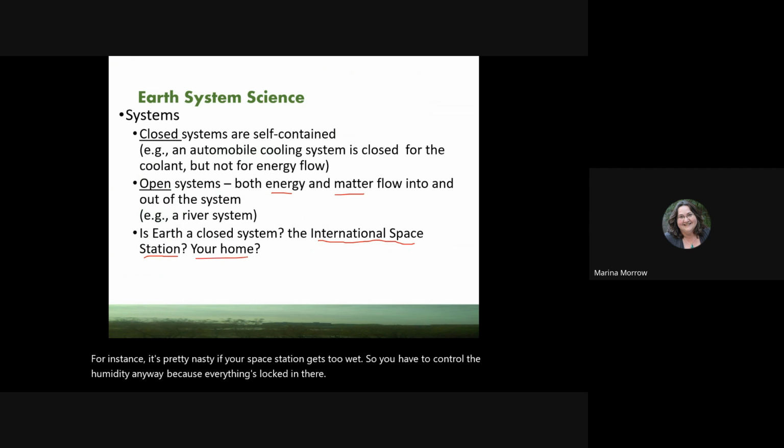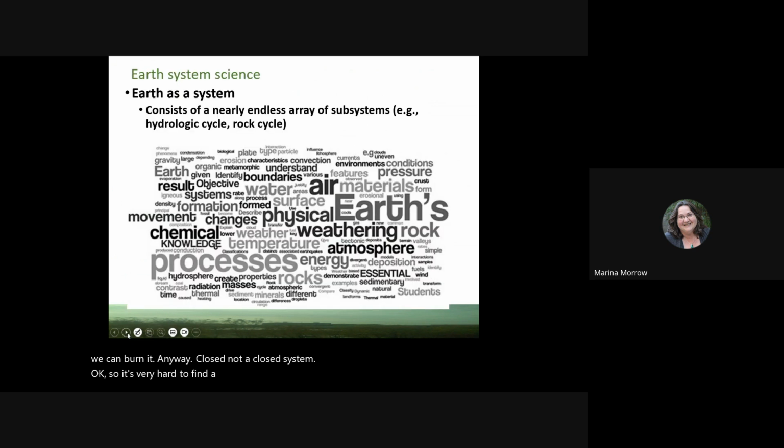What about your house? Is it closed? Probably not, right? You're bringing food into the house, you take out the trash. Heat comes into the house during the summer, and during the winter heat is constantly draining from your house, so it gets cold. So then we have to bring in natural gas so that we can burn it. Anyway, not a closed system. Okay, so it's very hard to find a closed system. So, the Earth, not closed.